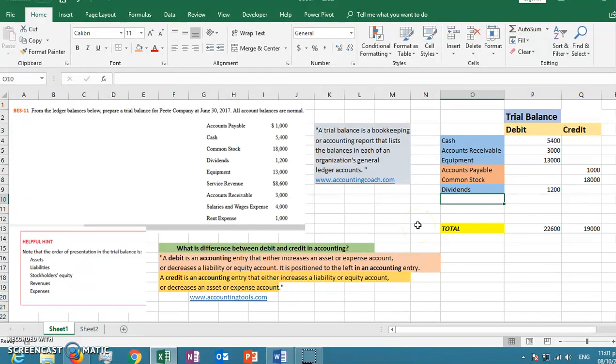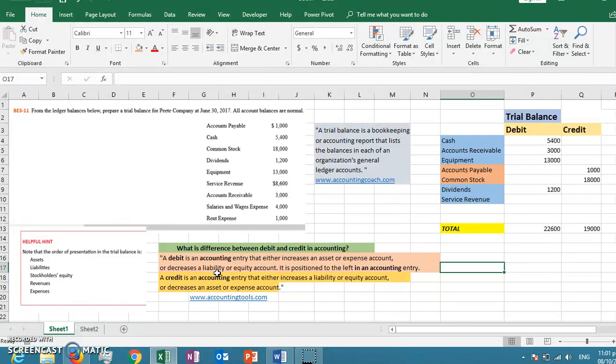Then we go over to revenues. As you can see over here in hints, we have assets, liabilities, stockholders' equity, and we added their dividends. And then we go to revenues. Okay. So revenues, the only revenue I see over here is service revenue. And where should it go? So we're going to read again. A debit is an accounting entry that increases an asset or expense account or decreases a liability or equity account.